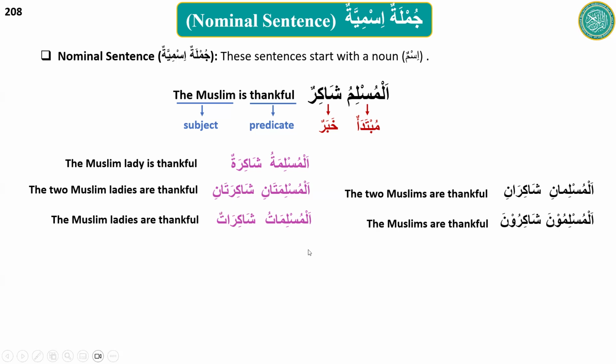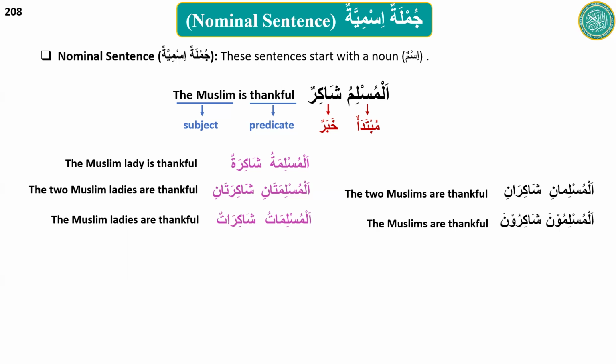So again, what is Jumla Ismiya? It starts with an ism. The first starting ism is called Mubtada. There is information about that ism, and that is also an ism, and that is called Khabar. Mubtada and Khabar both match in gender and number, and they both are marfu.